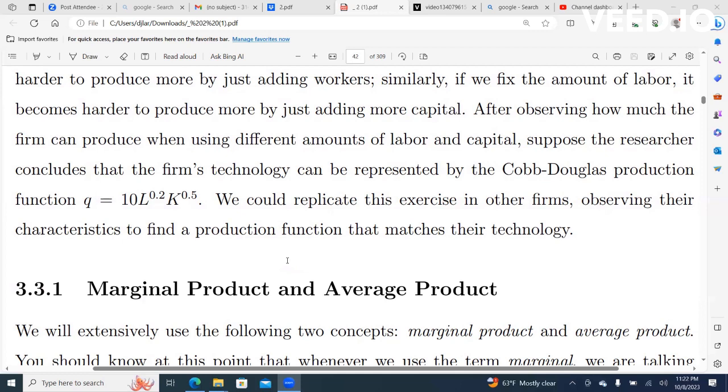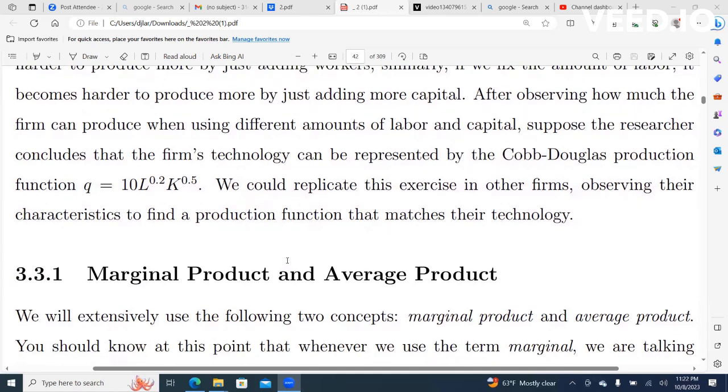We could replicate this exercise in other firms, observing their characteristics to find a production function that matches their technology. So what is a production function after chapter 2? The Cobb-Douglas, of course, is an example of a production function and probably the most important.